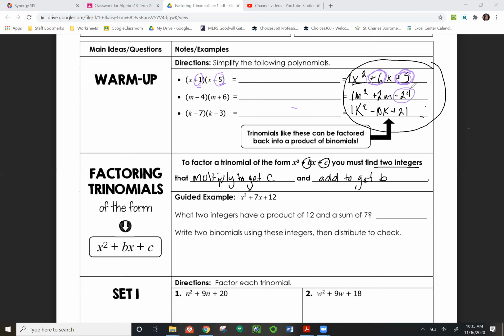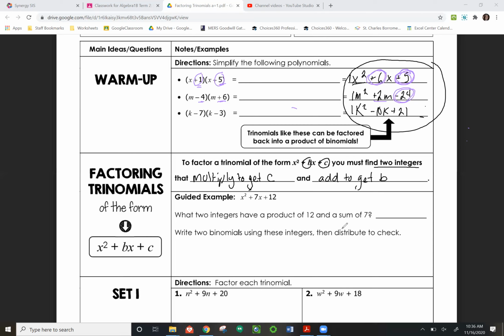Same here. Where did we get the negative 24? It was from multiplying these 2 numbers together. Where did we get the 2? It was from adding those 2 numbers together. So let's do an example. We have x squared plus 7x plus 12. What are 2 integers that have a product of 12 and a sum of 7?